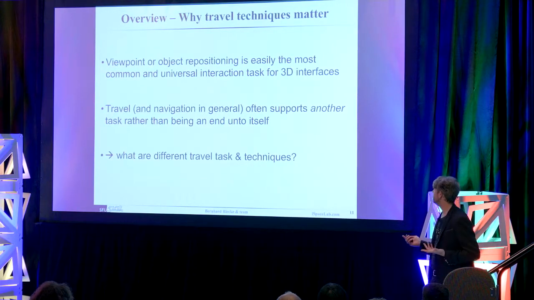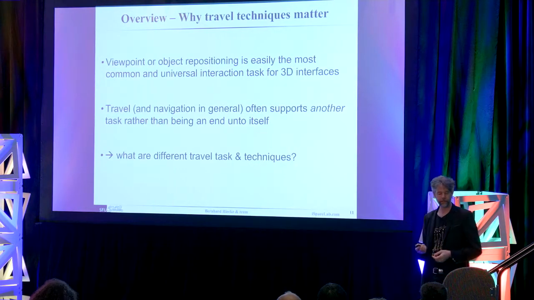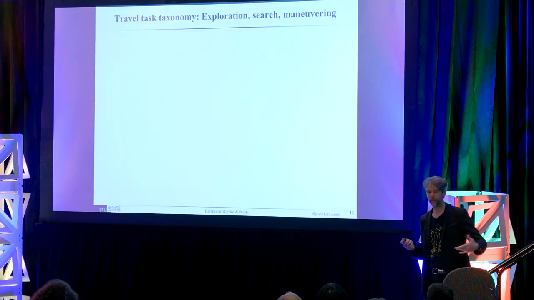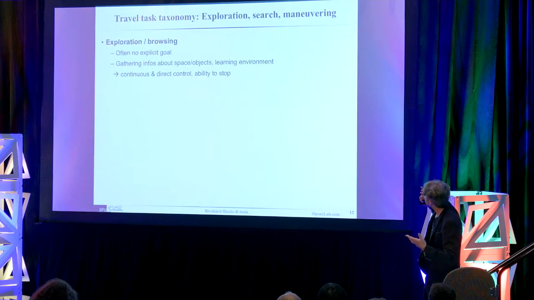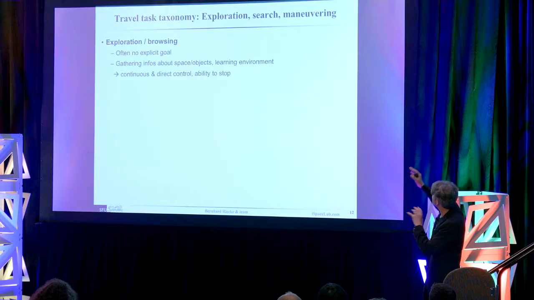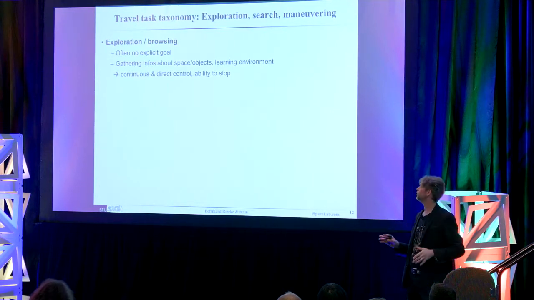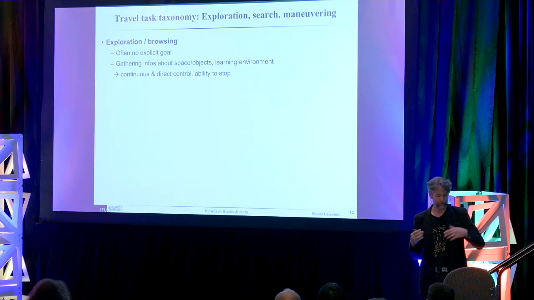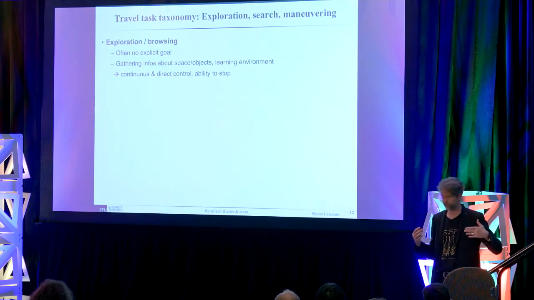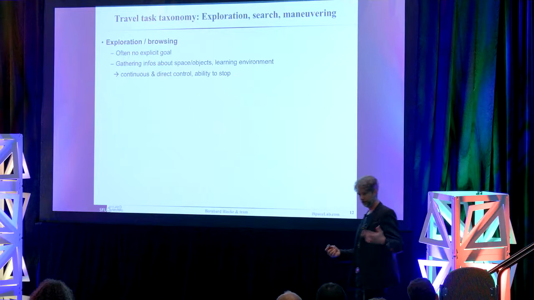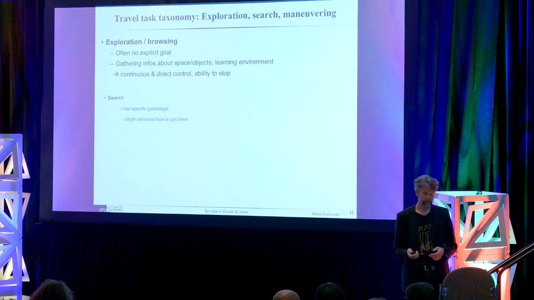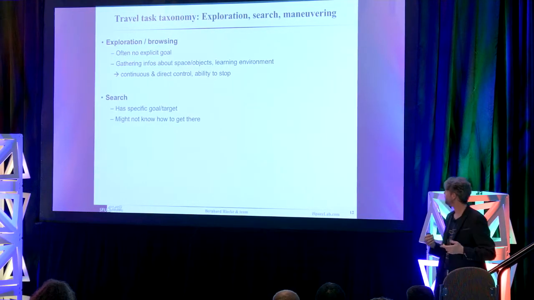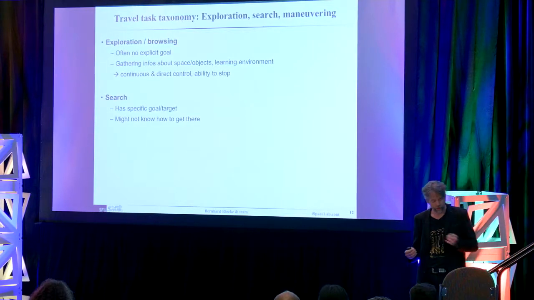So what are the different travel tasks and techniques? Very quickly, there are different kinds of tasks, like exploration, search, and maneuvering, as one way to categorize them. For exploration, when you don't have a specific goal in mind, you just want to get a feel for where things are. It's really about getting information, so you want continuous direct control, the ability to stop anywhere and look around. Searching is a bit different: you have something specific in mind.